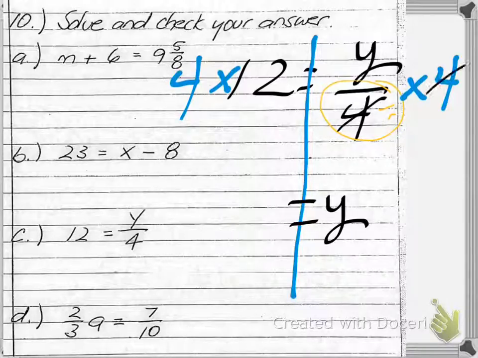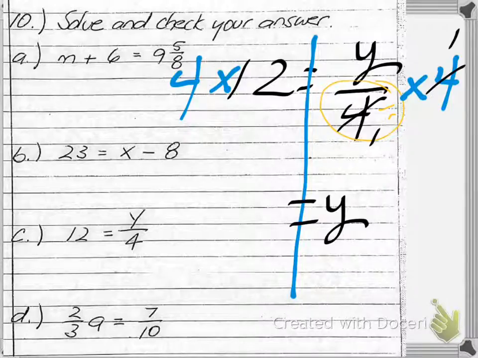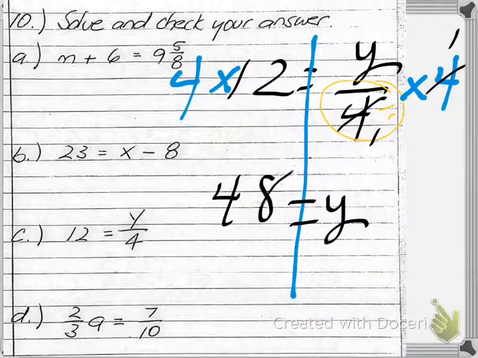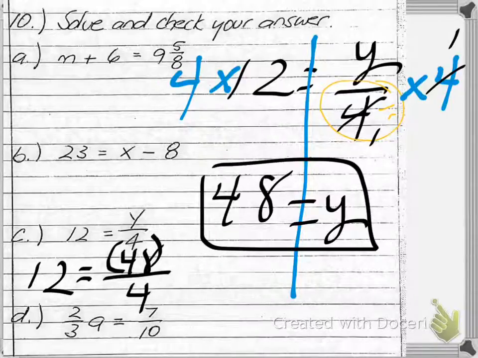Now on this side, the 4 and the 4 cross cancel out to 1s. And anything times 1 is itself. So that's canceled out, so we're to the y here like we wanted. Now on this side, we simply do this problem, 4 times 12, and we get 48. Okay? Now to check that, we're going to write our problem, put parentheses for the y, and we said that the y was 48. And of course, 48 divided by 4 is 12. Okay? So that checks out.